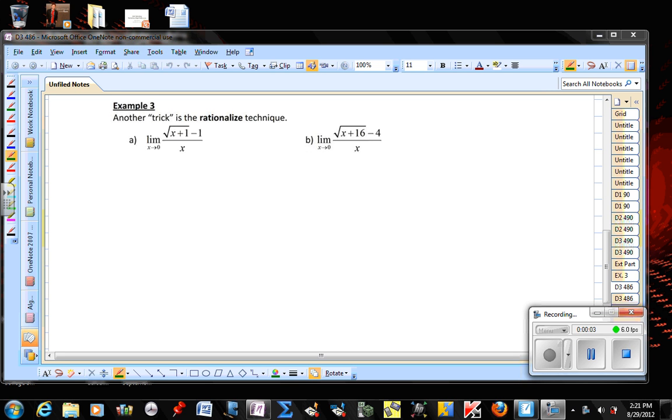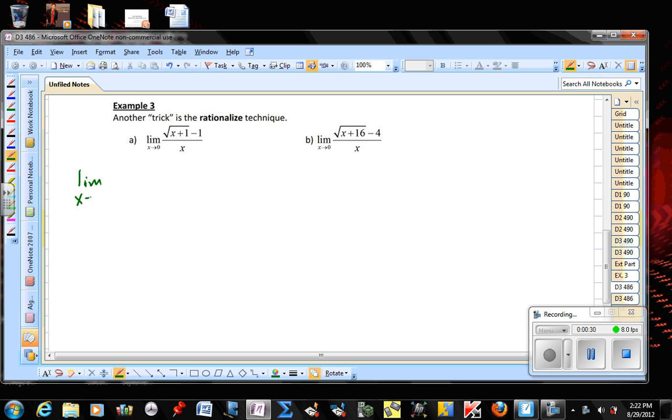In example 3, we're going to look at other situations where direct substitution fails, but factoring and canceling won't really help us. Let's first take a look at part A. You can see, without really doing any scratch work, that direct substitution fails because putting 0 in place of x will put a 0 in the denominator. So we're going to multiply by the conjugate of the numerator and see what we can do from there.